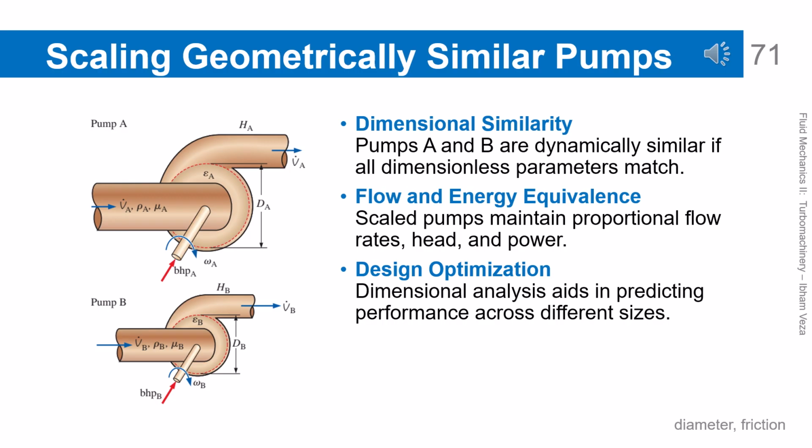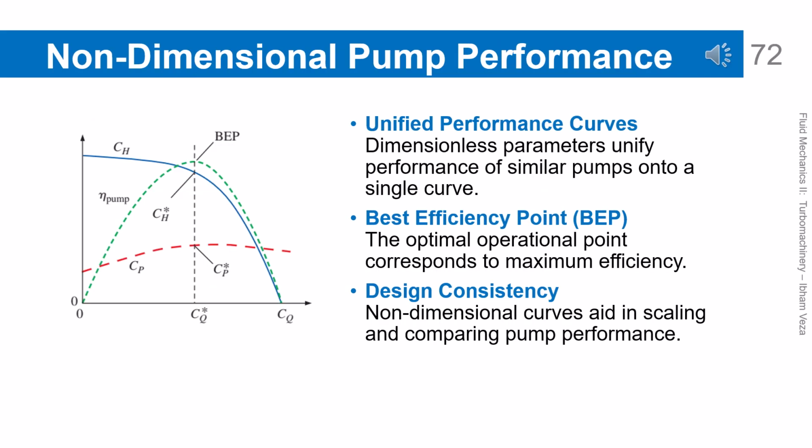Scaling geometrically similar pumps. Two pumps are dynamically similar if all their dimensionless parameters are the same. Under this condition, the ratios of flow rate, head, and power follow well-defined scaling relationships. This concept allows engineers to test a small model to predict the performance of a large prototype. As long as geometric and dynamic similarity are satisfied, the test results can be transferred with confidence. This approach saves both cost and development time.